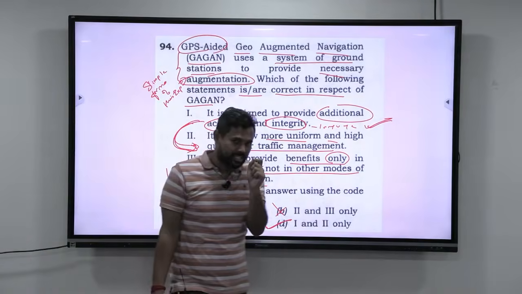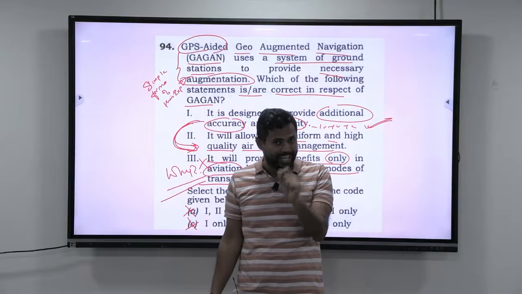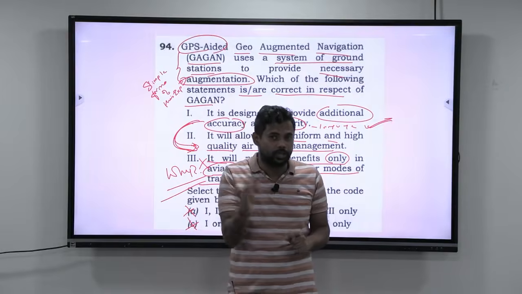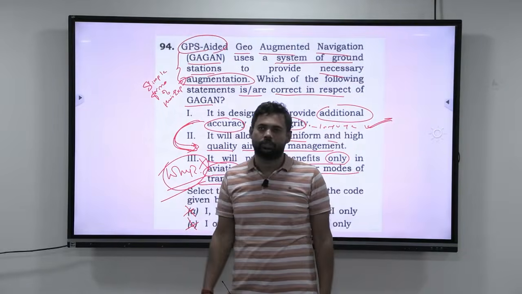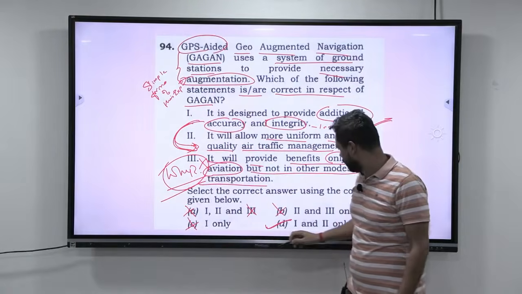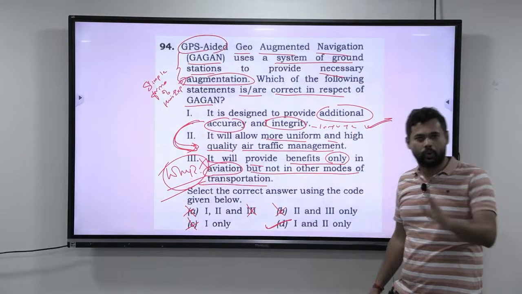That is why science and technology is a place where it provides the scope for you to apply logic, and science means you should always ask why. If you ask why, you will get the truth. So, the answer for the 94th question is option D, 1 and 2 only.